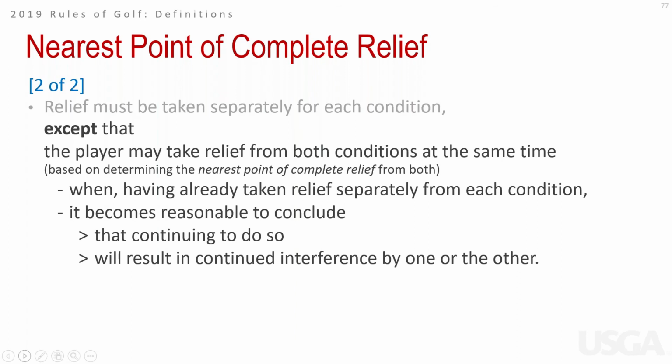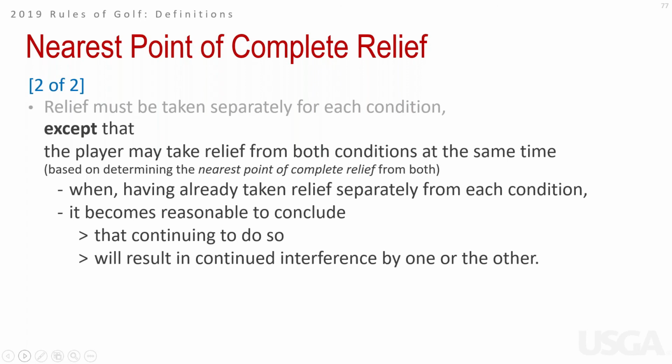And this is one of these confusing concepts, but we'll work through it. Except that the player may take relief from both conditions at the same time when, having already taken relief separately from each condition, it becomes reasonable to conclude that doing so will result in continued interference by one another. A lot of words there, but what we're trying to say is that if our nearest point of relief to the right has interference from another object on that side, and then our continued nearest point of relief also gets us back into the interference of that condition that we had over to the left, we're going to be able to take that relief simultaneously. We're not going to make you continue to go through this process to drop and drop and drop.